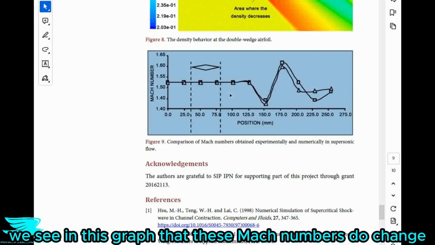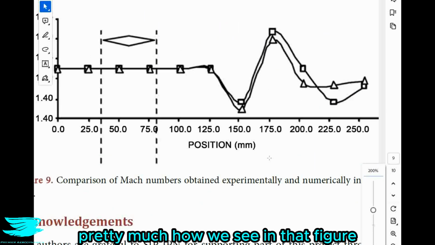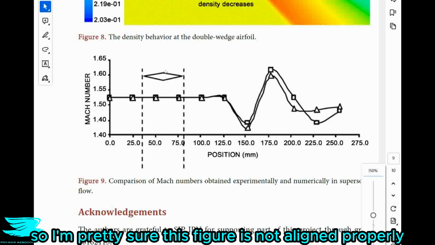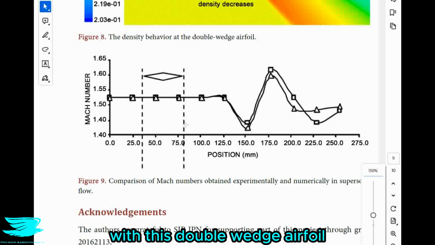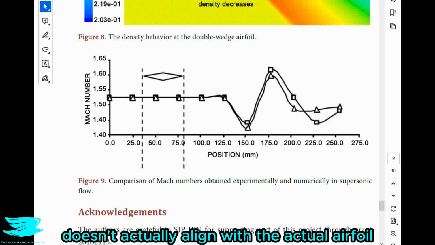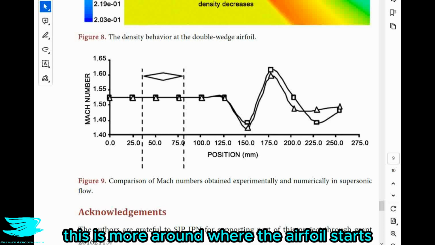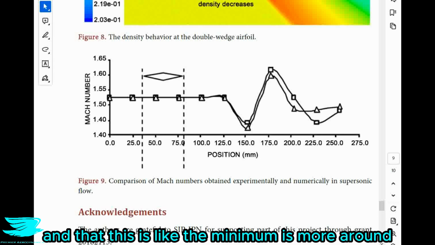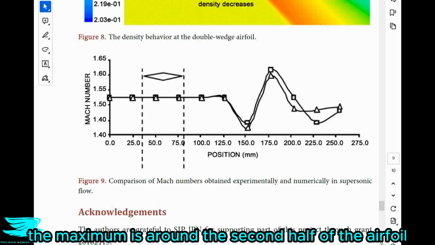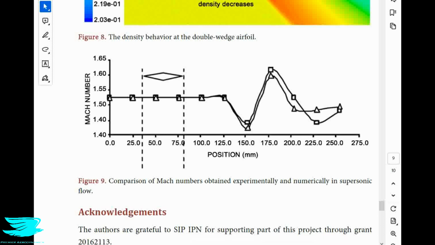So we see in this graph that these Mach numbers do change pretty much how we see it in that figure. So I'm pretty sure that this figure is not aligned properly with this double wedge airfoil. So we can conclude that this airfoil diagram here doesn't actually align with the actual airfoil, but rather where we see the maximum and minimum in the Mach number, this is more around where the airfoil starts, and that the minimum is more around the first half of the airfoil, the maximum is around the second half of the airfoil. Knowing that, let's analyze this graph now.